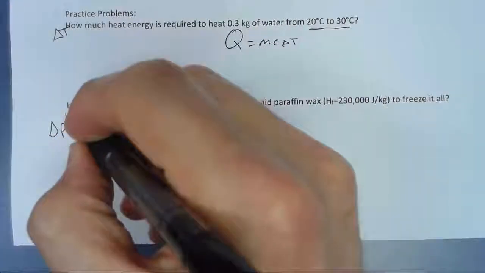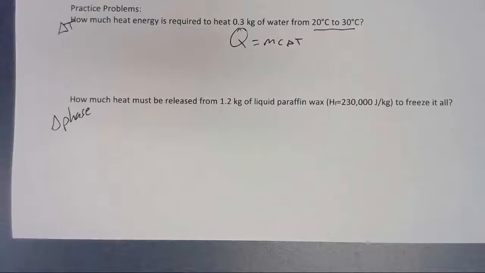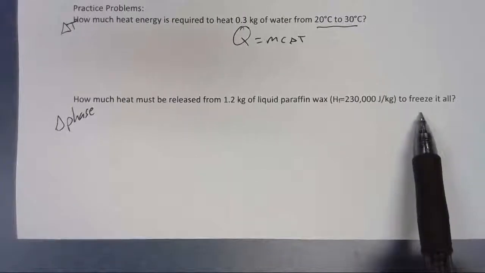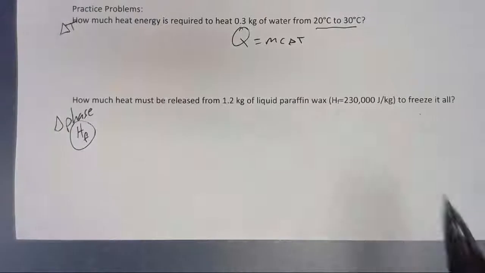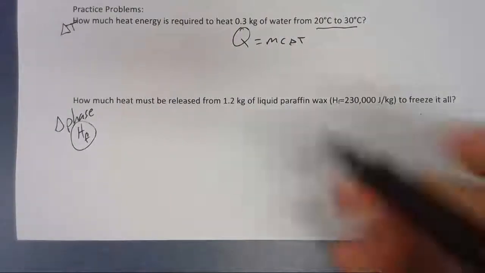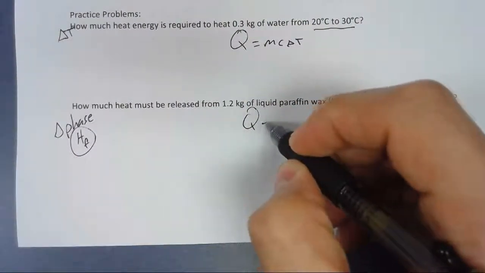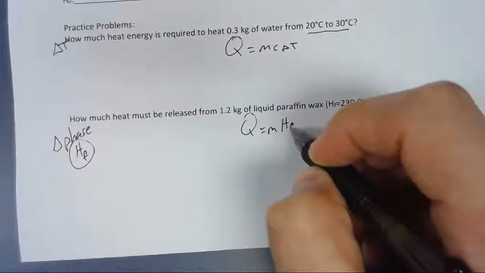I'm going to label that. And remember, if it's a phase change, I now have another decision to make. Is it freezing, melting, or is it vaporization, condensation? This one is freezing. Therefore, I'm going to use the heat of fusion, and that's easy to see on this one because it gives us the heat of fusion. So my equation here is Q equals MHF.